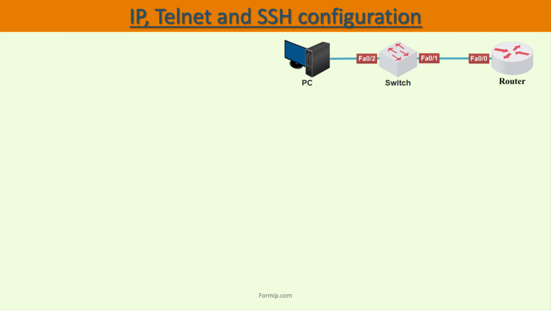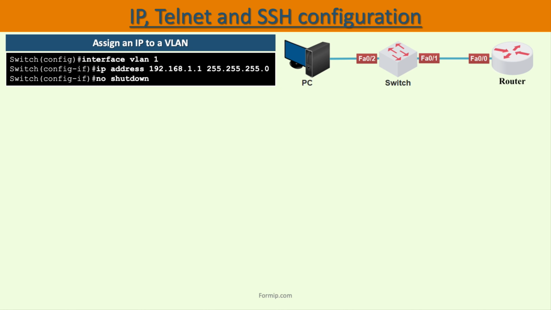VLAN 1 can be used for management. The interface vlan command allows you to enter the VLAN configuration mode. Here, it will be number 1. Then you have to assign it an IP address and a subnet mask with the command ip address. The default VLAN 1 is disabled. This is why it must be activated with the no shutdown command.